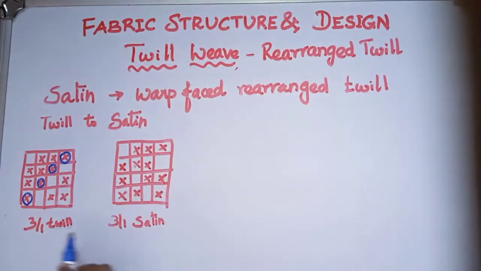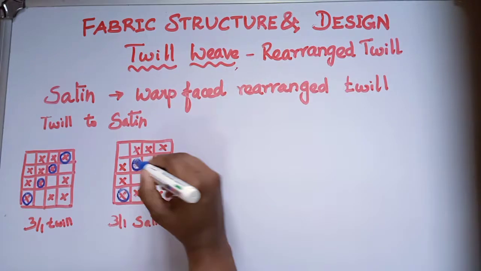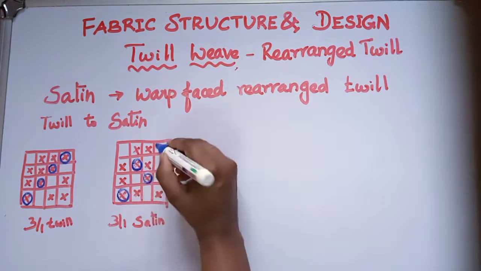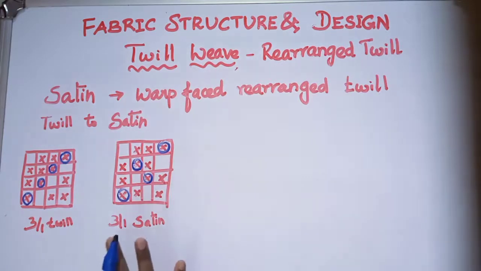Now the difference between 3 by 1 twill and 3 by 1 satin: here the starting point is 1 3 2 4. So this is the difference between 3 by 1 twill and 3 by 1 satin. Satin is a rearranged weave of twill, right? We will see one more satin weave.